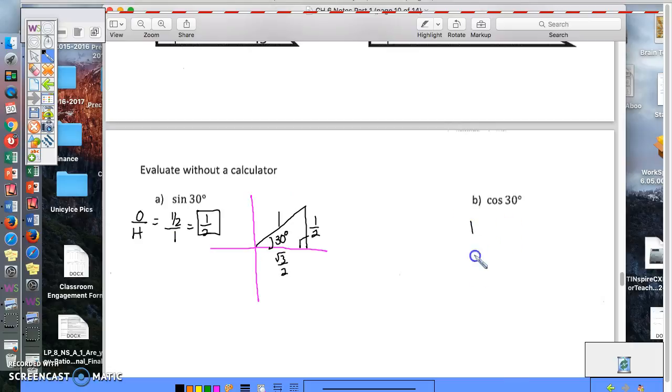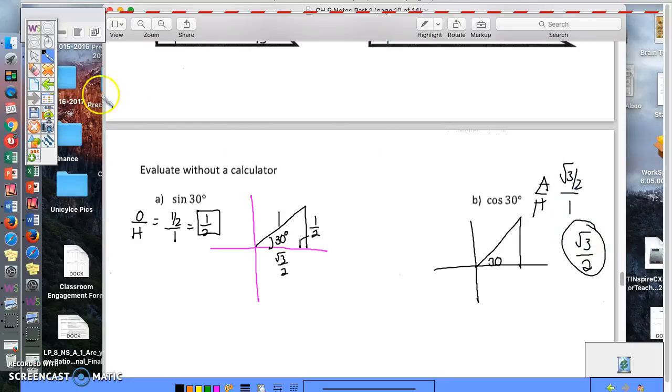Now we could look at the cosine of 30. Well, it's that exact same triangle we had before, so actually we don't need to redraw it. We're looking at the cosine, adjacent over hypotenuse. So we have root 3 over 2 over 1, which is root 3 over 2.